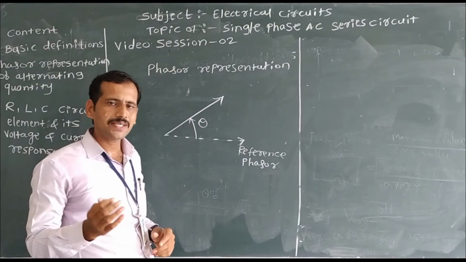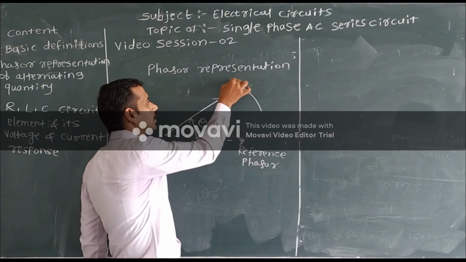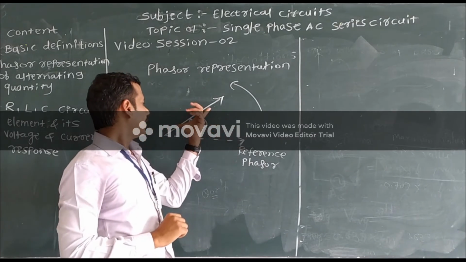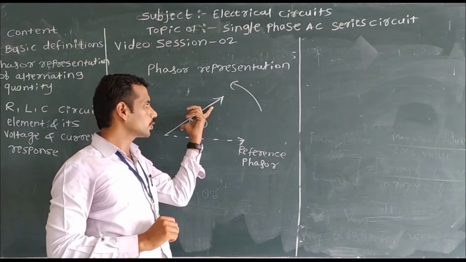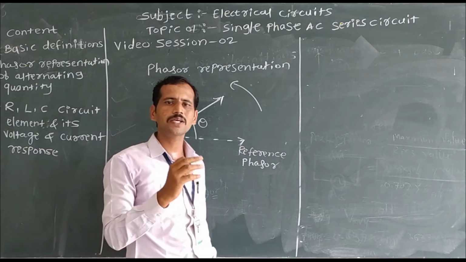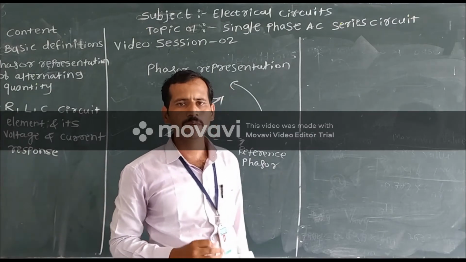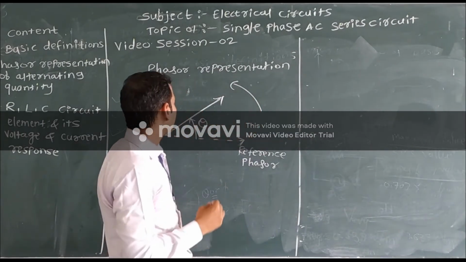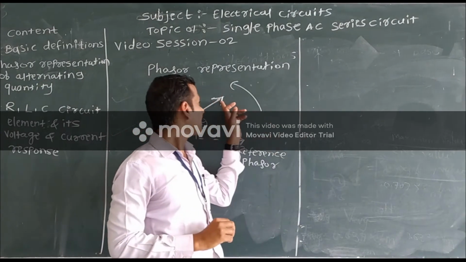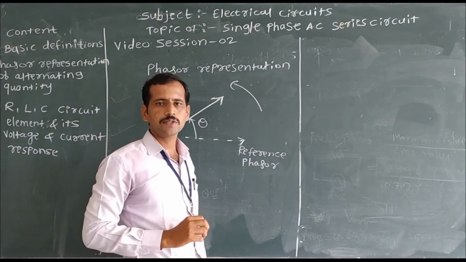Normally phasor and vector are similar. Phasors generally rotate in the counterclockwise or anti-clockwise direction. The length of this straight line represents the magnitude of the alternating quantity, that is voltage or current. It may be the RMS value or it may be the maximum value. And this arrow mark represents the direction. So we have seen phasor representation.